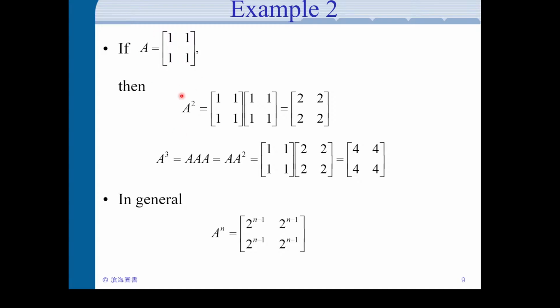So say A equals this 1111, then A squared is just A multiplied by itself, which will become this 2222, and we can have A cubed, which will equal A times A times A, equal to A times A squared. And it will equal this 4444, because this element is 1 times 2 plus 1 times 2, equal to 4. And you can easily see that A to the nth power will be 2 to the n minus 1.